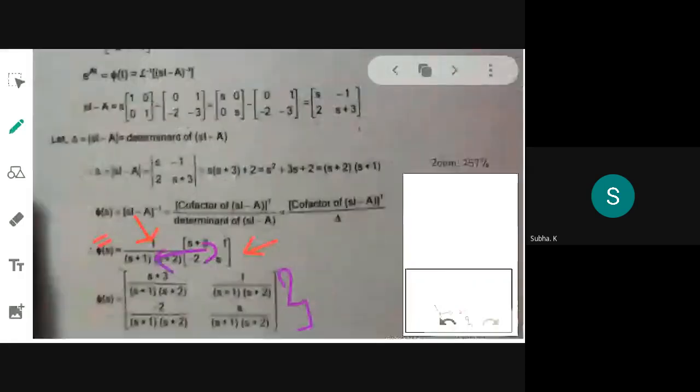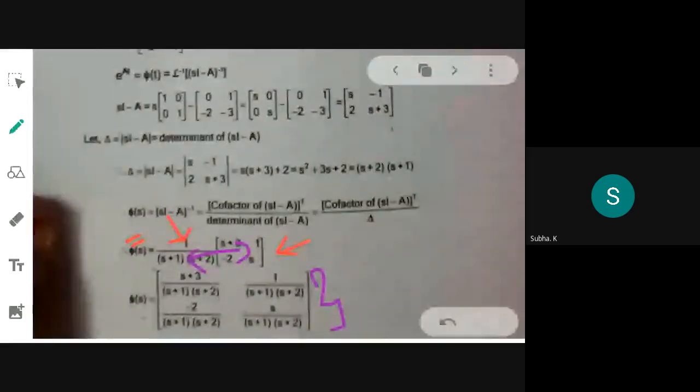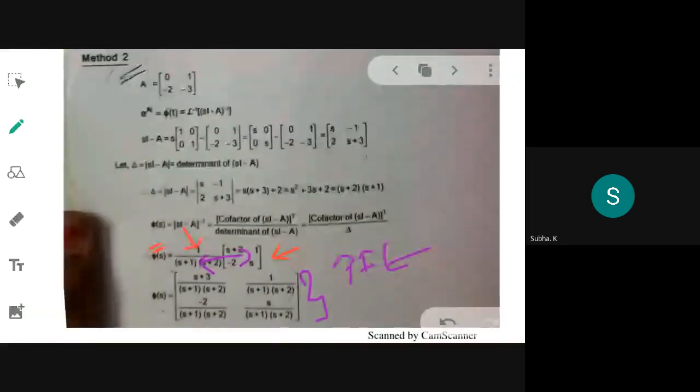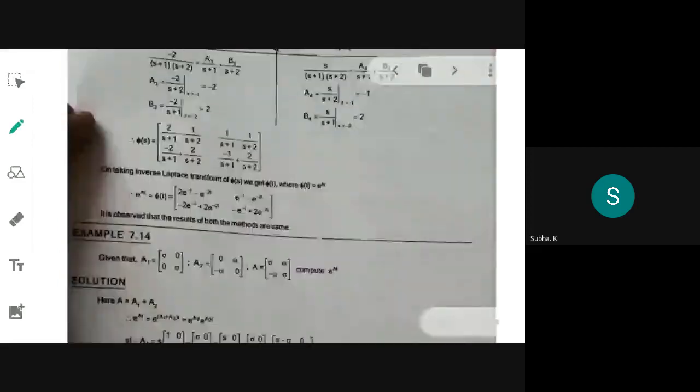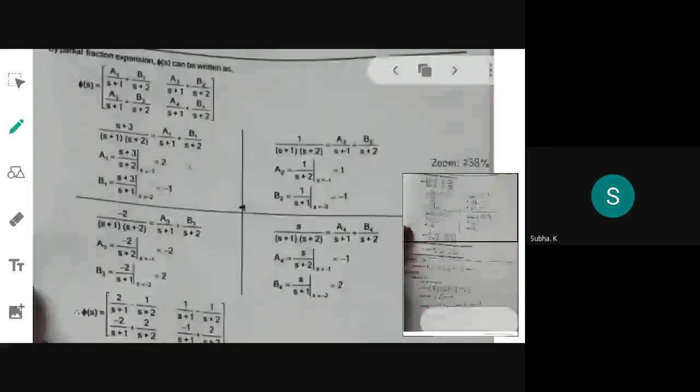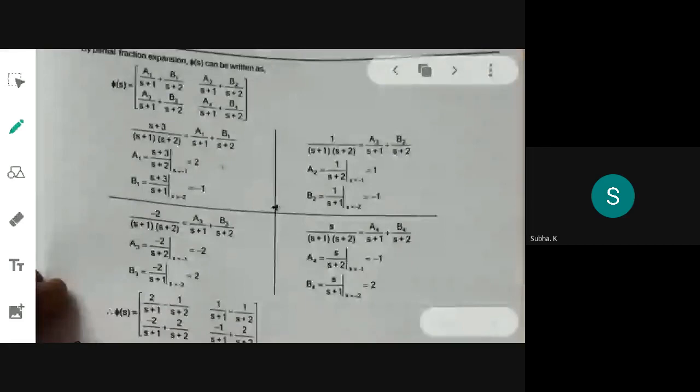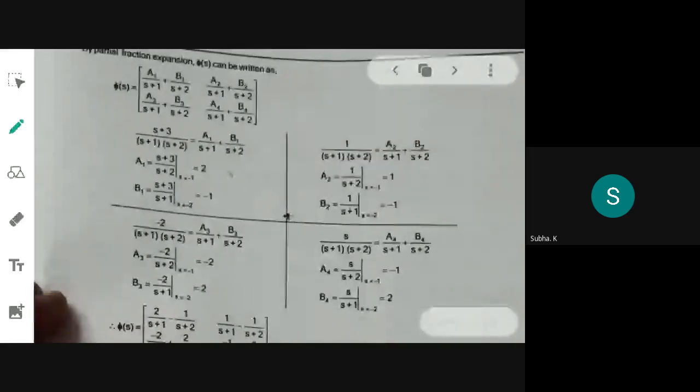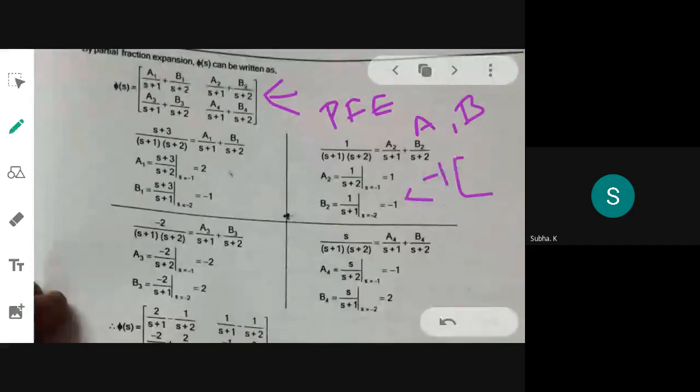So then I have to take partial fraction expansion. Okay, so partial fraction expansion, let me show here. You know how to take partial fraction expansion. We have done it numerous times. So for each and every term, you have to take partial fraction expansion. Then you need to find A constants, B constants for all the terms. Then you have to take inverse Laplace transform for each and every term.